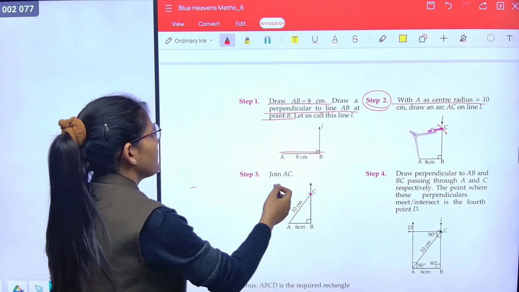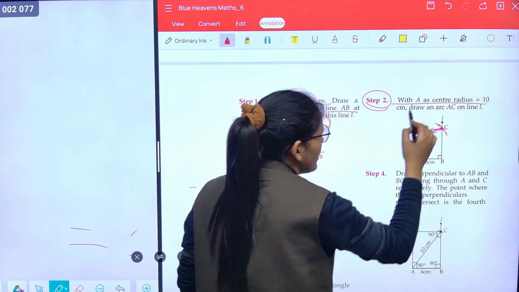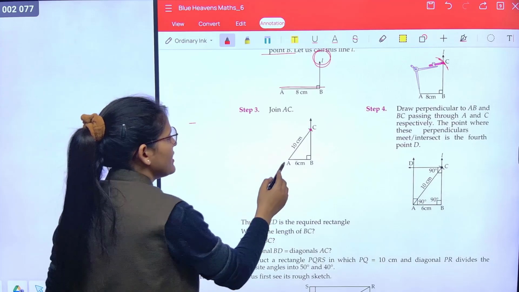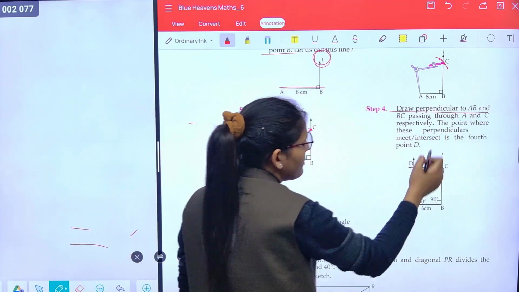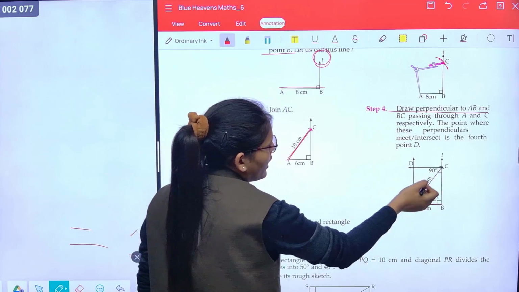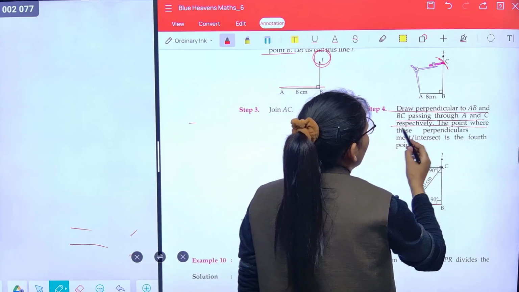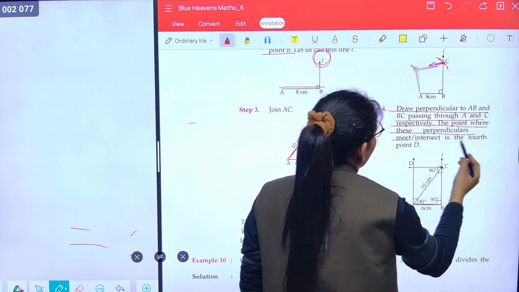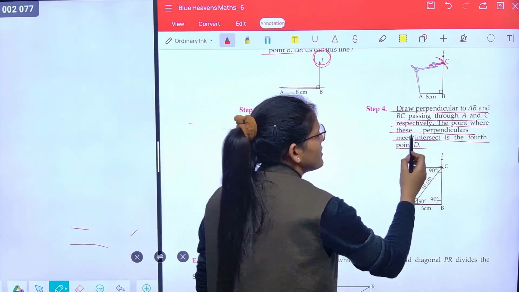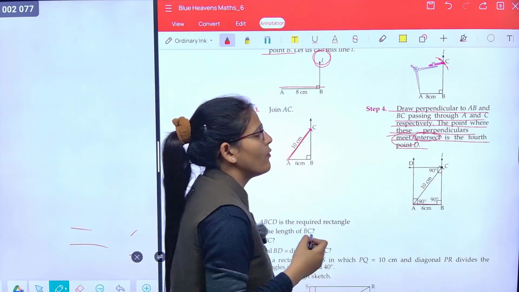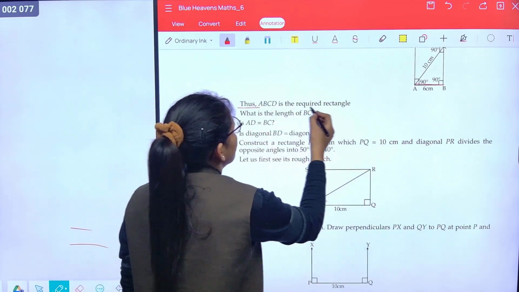We have named it L. That is, we made the arc, and joined it. Now join AC. That is 10 centimeter. Step 4, draw perpendiculars to AB passing through A and C respectively. The point where these perpendiculars intersect, meet, is the fourth point D. Now class, thus ABCD is the required rectangle.